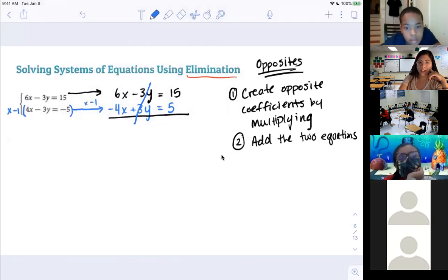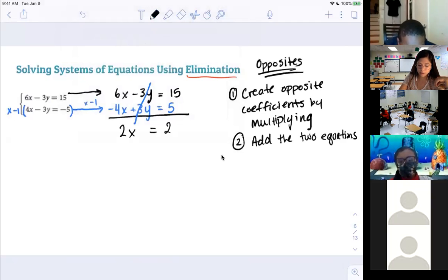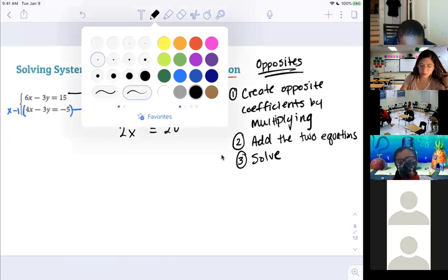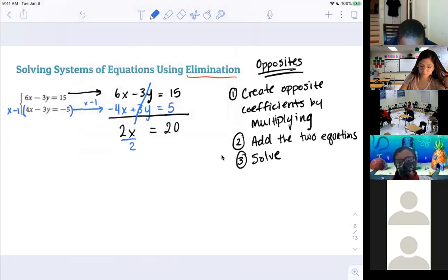Okay, so Janelli's, yes, when you add everything else, I have 6 plus -4, so that's going to be 2x. My y's got canceled out, so now I have 15 plus 5, which is 20. So I have 2x equals 20. Step 3 is to solve. So in order to solve for x, you have to divide by 2. And you end up with x equals 10.